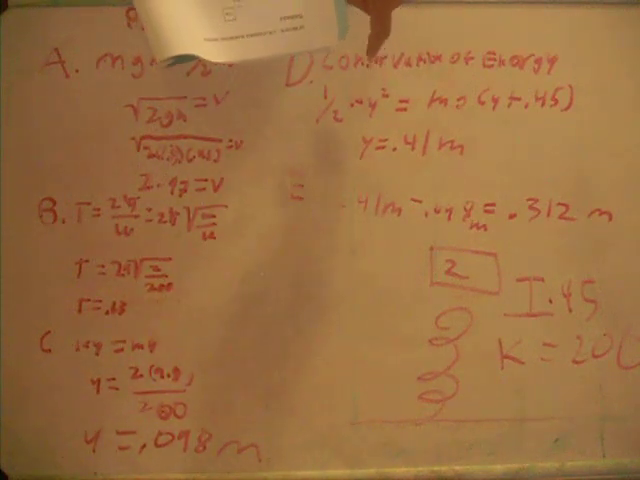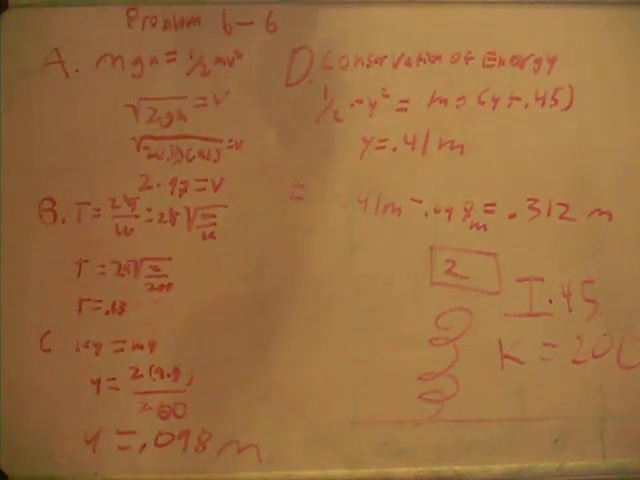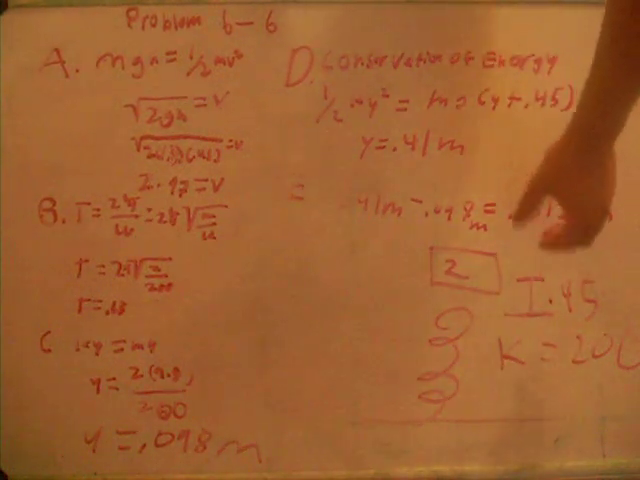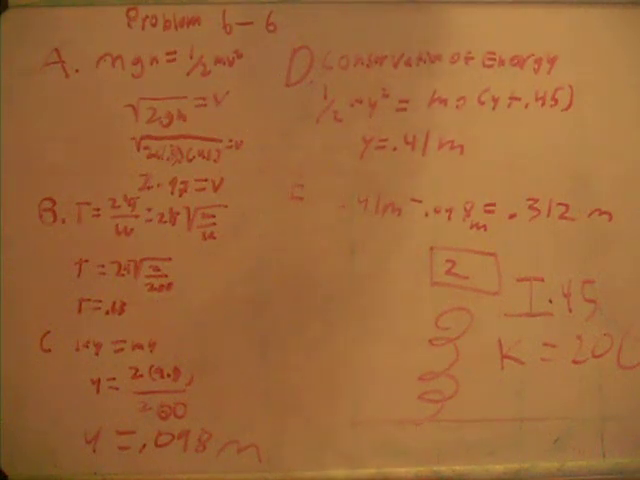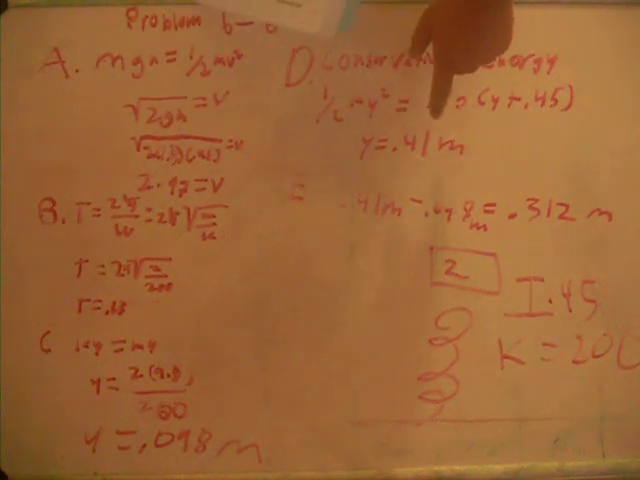For part D, it wants to know the maximum compression of the spring. Again, you use conservation of energy, set 1/2 ky squared equal to mg times (y plus 0.45), which is potential energy, and you have to include the 0.45 initial height for the compression of the spring, which is y in both cases. Then plug it into your calculator, and you get an answer of 0.41 meters.